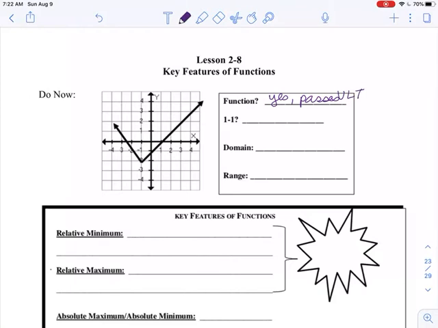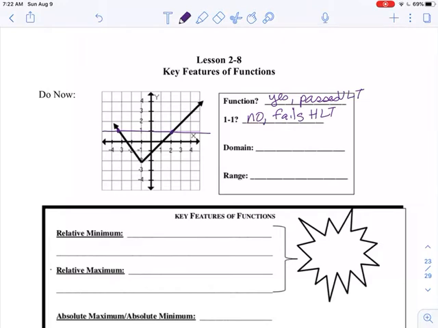Now, is it a one-to-one function? In a one-to-one function, the y's don't repeat, so it has to pass the horizontal line test. Does this pass the horizontal line test? If I draw a horizontal line, it's going through 2 points. So no, it is not one-to-one. It fails the horizontal line test.